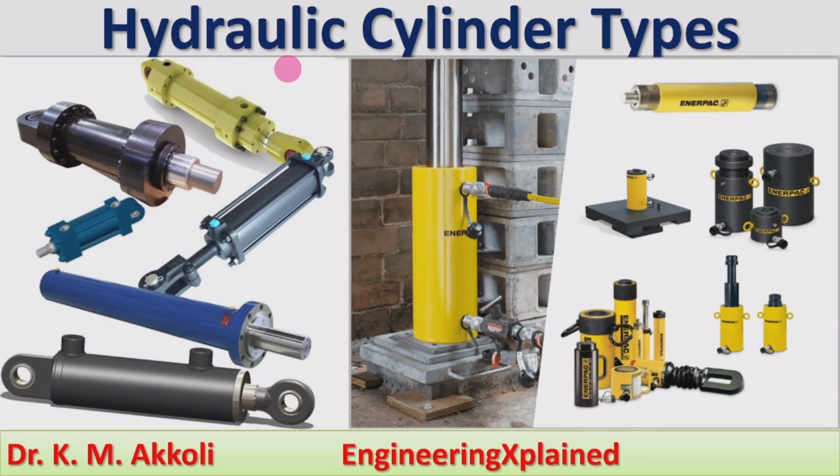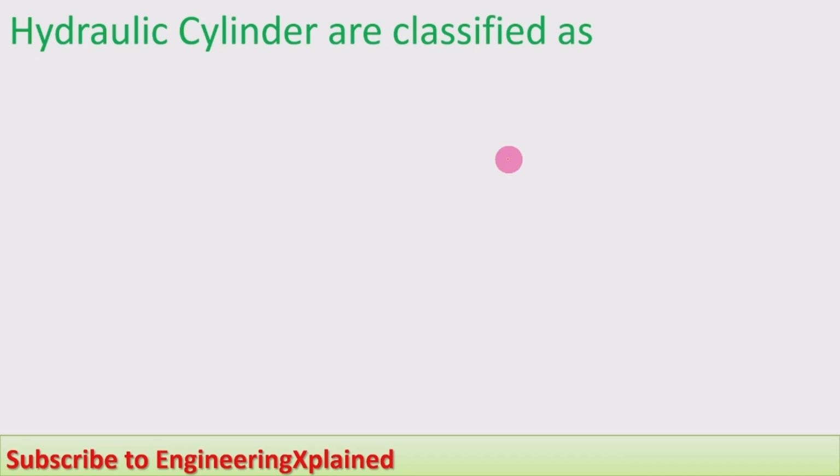In this session, I am going to discuss the hydraulic cylinder types. Hydraulic cylinders are linear actuators which are used in the hydraulic system. The linear actuators are of different types depending upon the applications where we are going to use them, and here I am going to discuss those different types of cylinders.